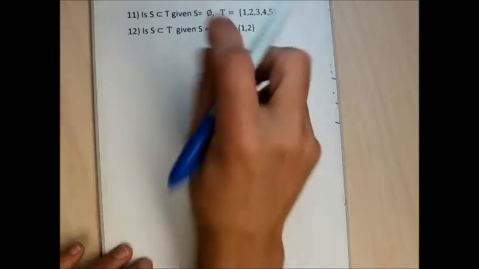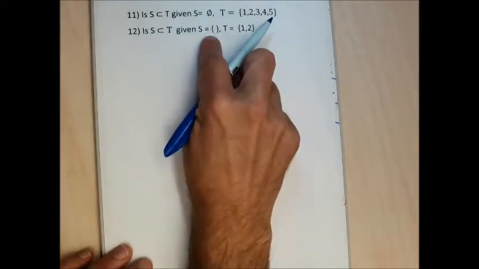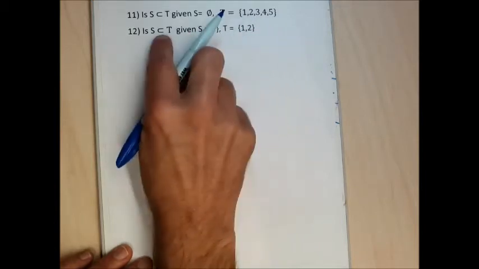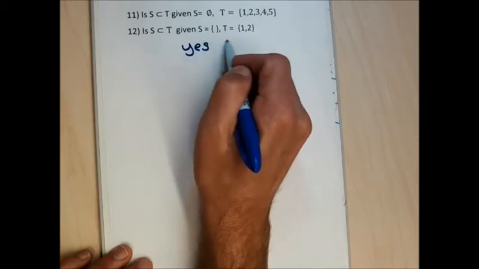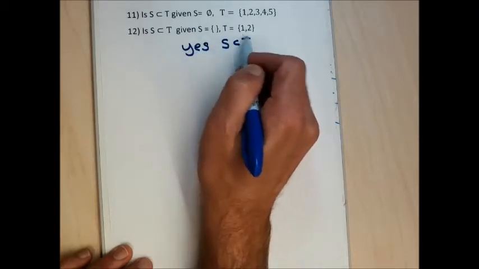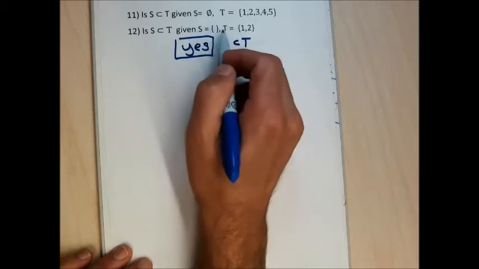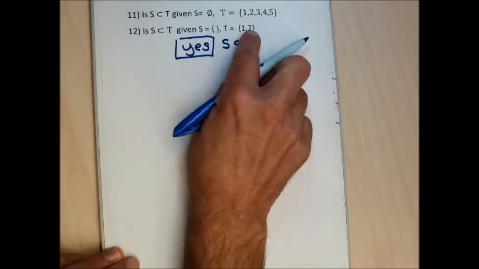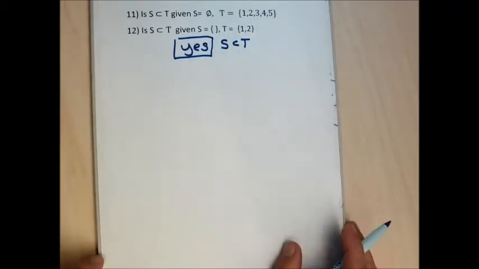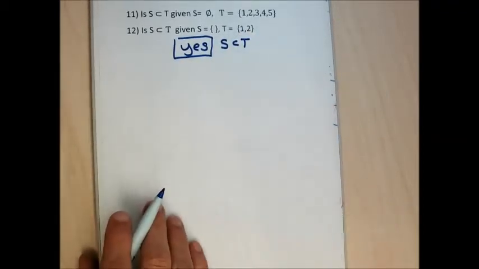11 and 12 are asking if S is a proper subset of T, and to be a proper subset, you have to be a subset that's not equal. S is a subset of T because the empty set is a subset of every set, and it's not equal, so I'm going to say yes. S is a proper subset of T. The empty set is a subset of every set. It's a proper subset of any set that's not the empty set. And again, I'll throw that on the test, so don't worry so much about that.